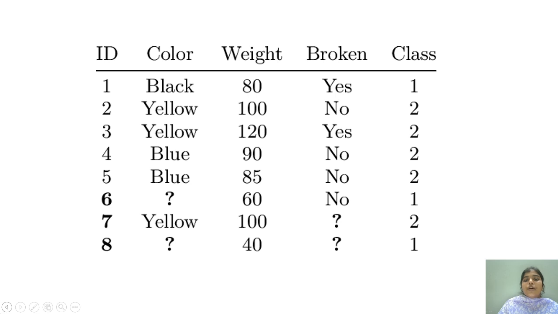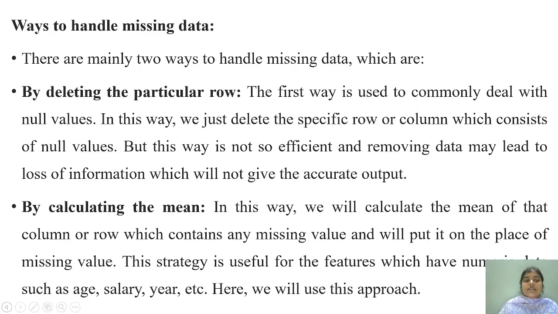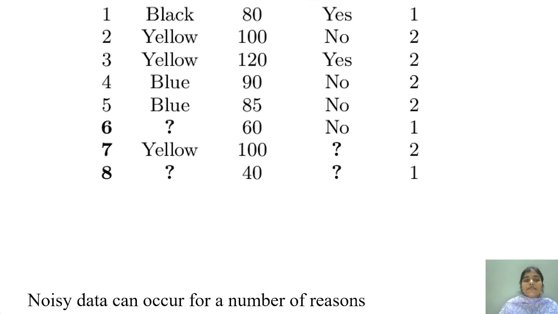Or, if you are performing operations on numeric values, for example if we take the weight column and there is any value missing from the data, we can calculate the average or mean value of the remaining numbers and put that value in place of the missing value. That is how we can handle missing data: by deleting the particular row or by calculating the mean.